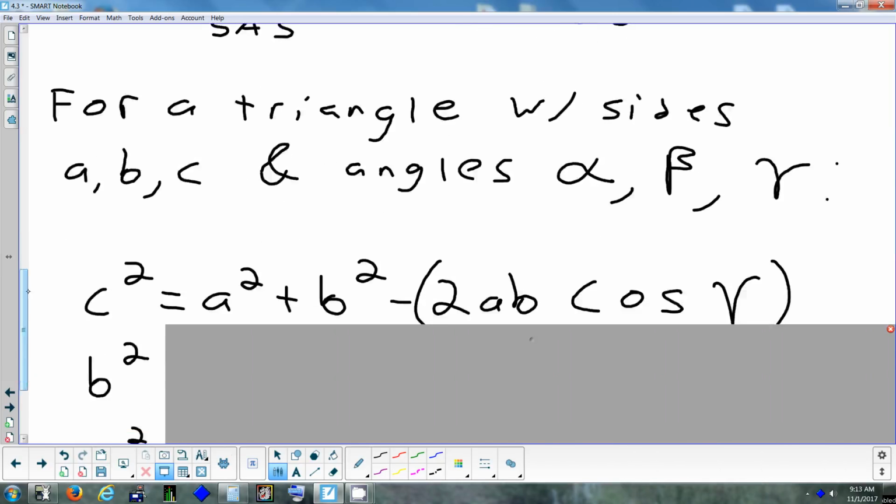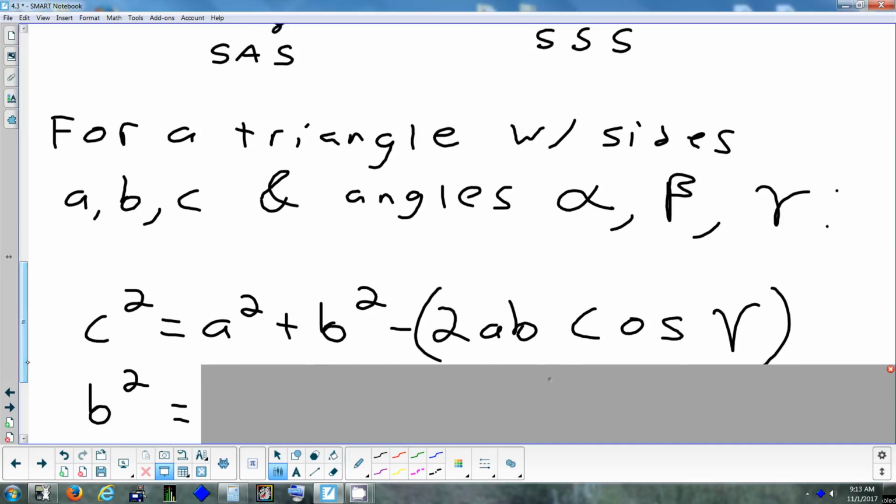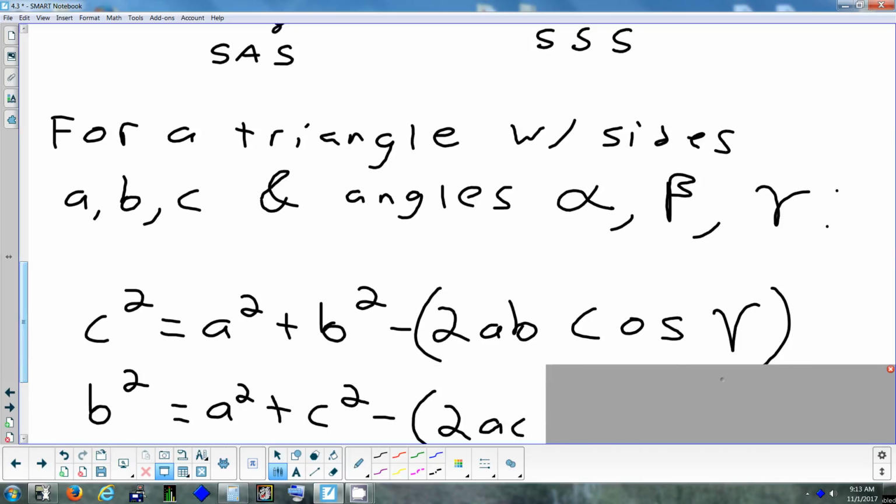All right, so let's see if we can write it for starting with b squared. Anyone think they could tell me what would come next? B squared equals what squared plus what squared? Peter? B squared equals a squared plus c squared. Yep, minus 2ac cosine beta. So one side squared equals the sum of the other two squared minus twice the product of the other two times the cosine of the angle across from the side you started with.